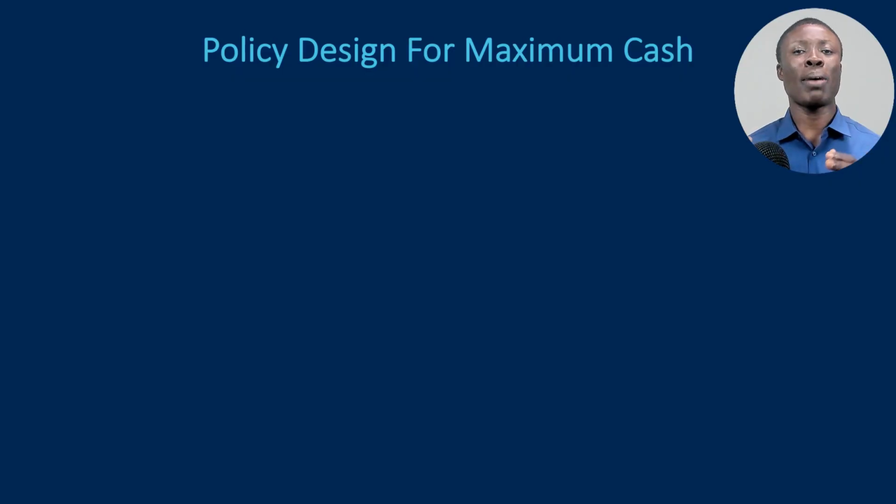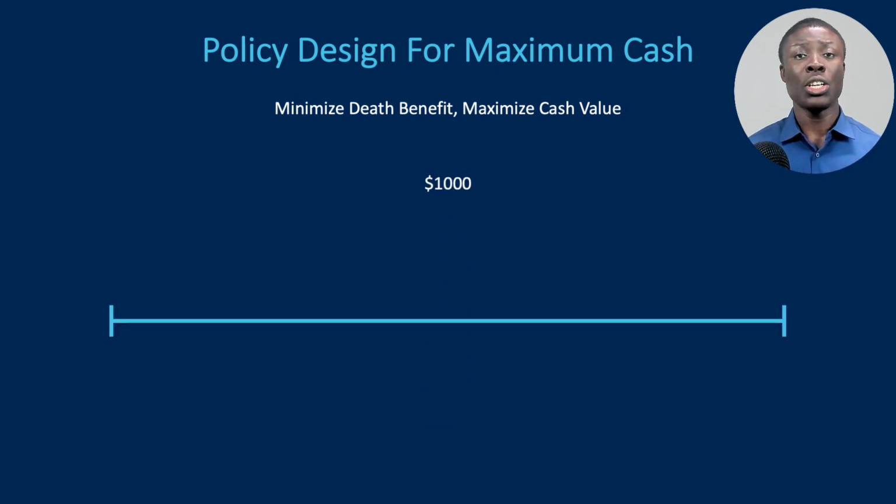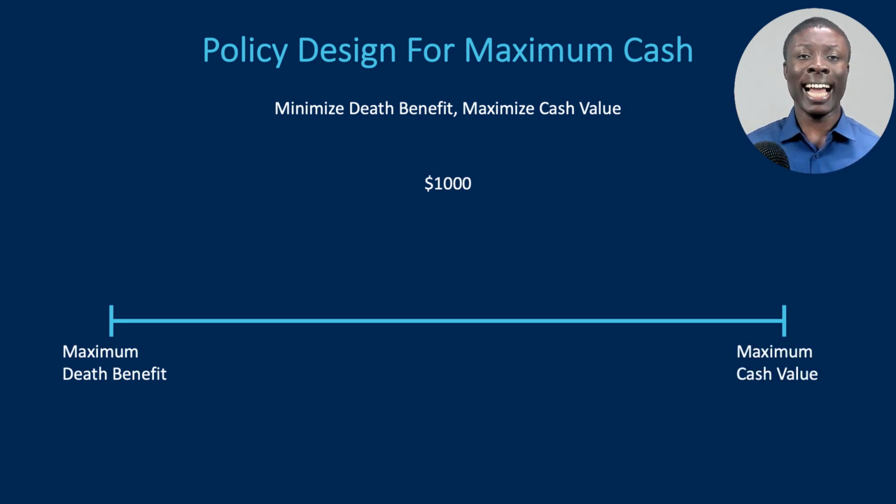When setting up an insurance design for maximum cash, and the emphasis is on maximum cash, we minimize the death benefit, meaning you pay the lowest insurance cost, allowing the rest of the money to be available for growth. Imagine you want to put $1,000 into a policy. You have 2 options. You could go for maximum death benefit or maximum cash.